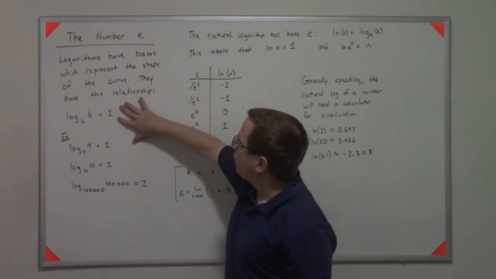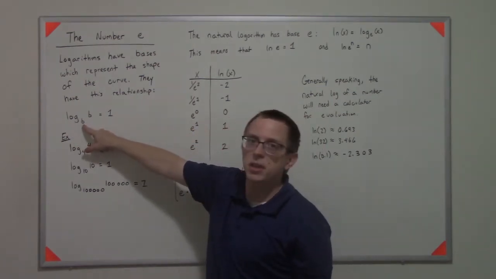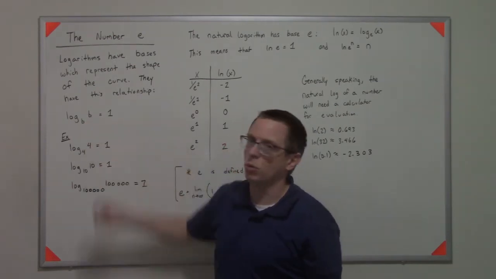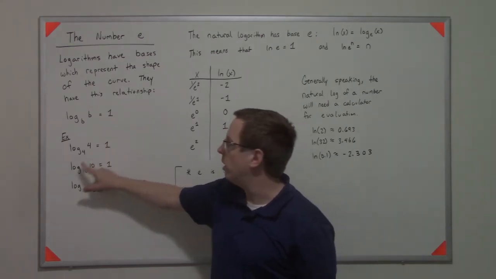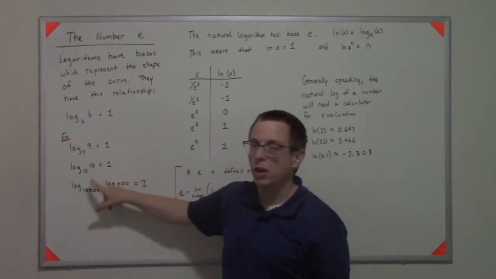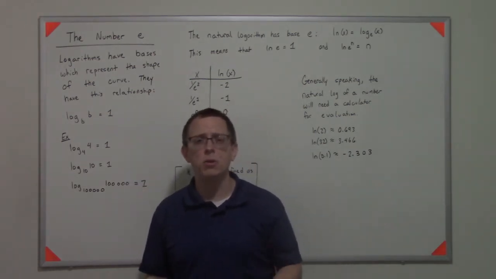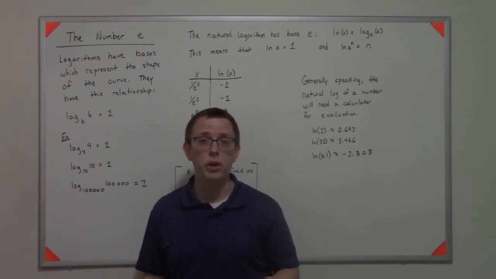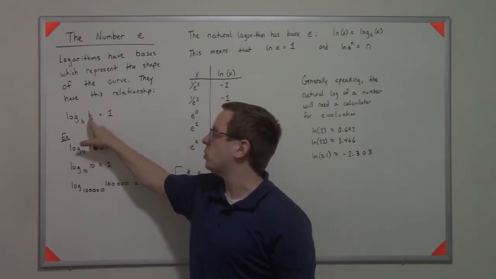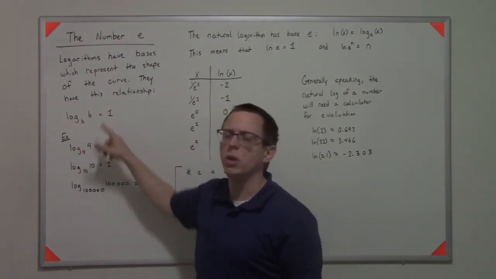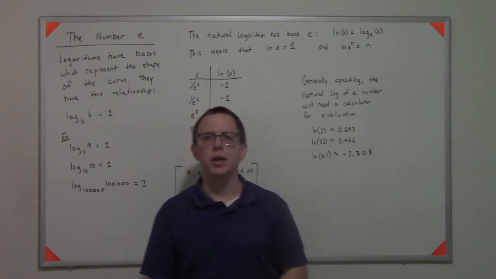But they all have this relationship with their base: the log with a particular base, if you evaluate it at the base, is equal to 1. So what does that mean? That means that log base 4 of 4 is equal to 1. Log base 10 of 10 is equal to 1. Log base 100,000 of 100,000 is 1, and so on. Now, it's important to note that you can't have a base 1 for a log, because otherwise everything would go wild, because log base 1 of 1 should be 0. So it's not valid to do, just so you're aware.